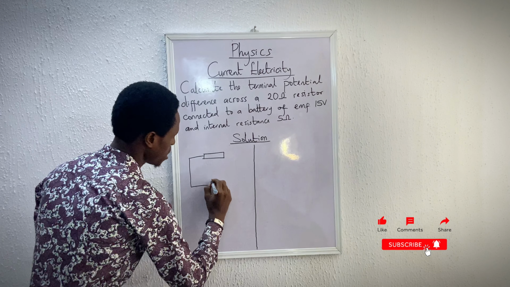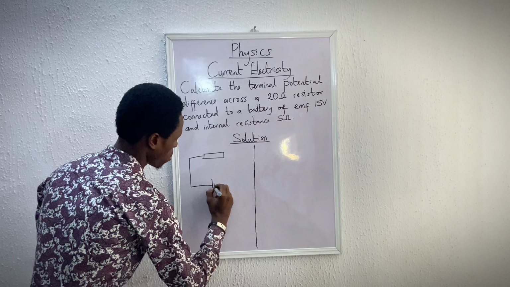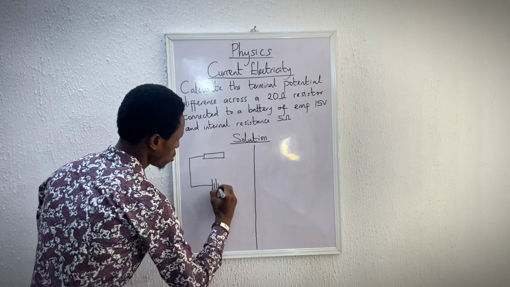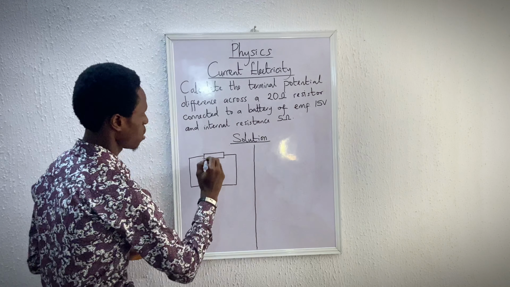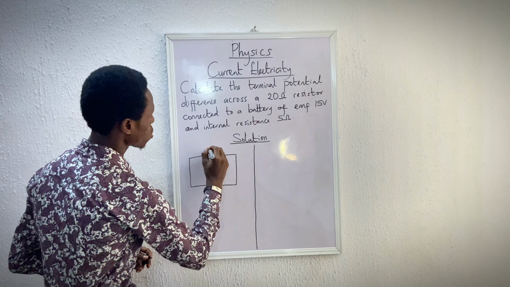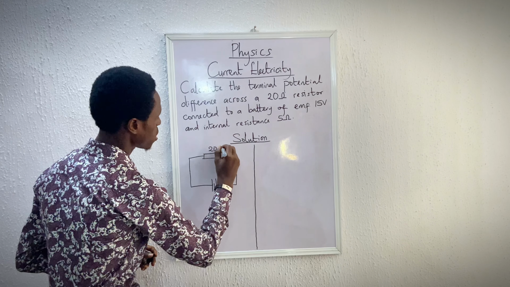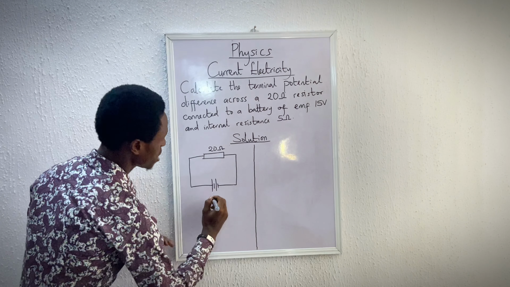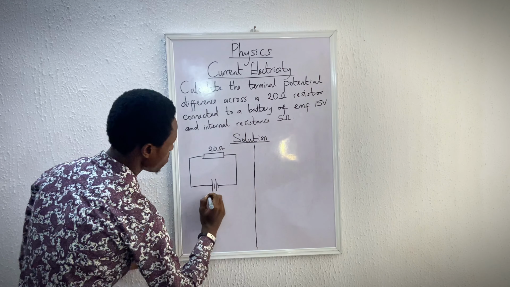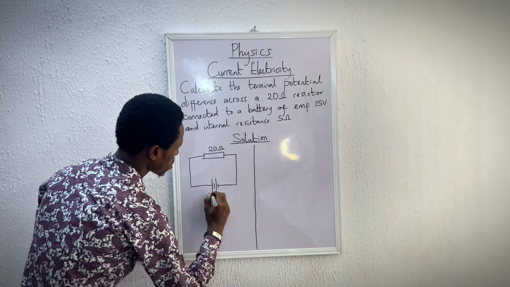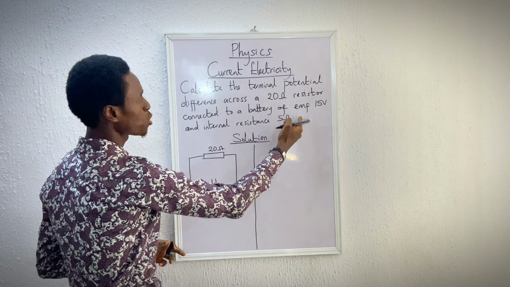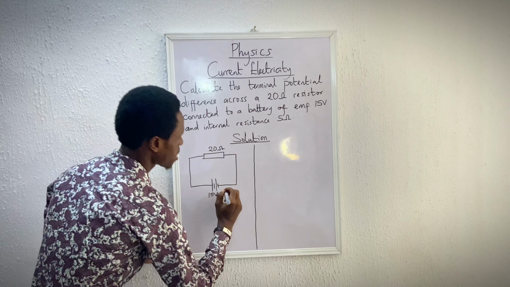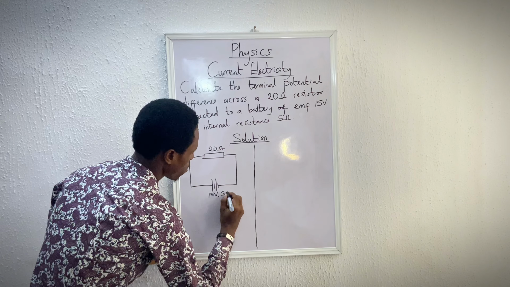A battery is a series of cells. So let me just use two cells, and this is what it is. Now, this is our resistor, 20 ohms. This is the battery. The EMF is 15 volts. And we're told that the battery also has an internal resistance of 5 ohms.